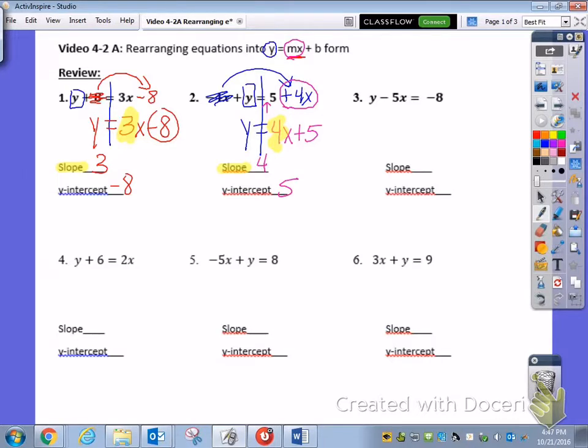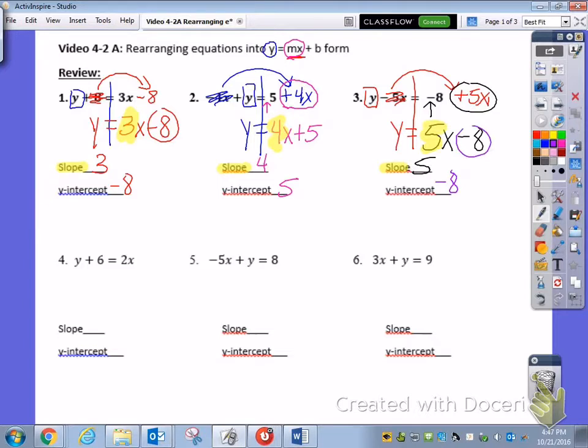Number 3, draw your line, box your y, negative 5x becomes a positive 5x. So y equals, I'm going to put the x's first, so that's a positive 5x, and then you have minus 8. So since it's a minus 8, I'm going to write negative 8. The slope is in front of the x, so that is 5, and the y-intercept is negative 8, okay?